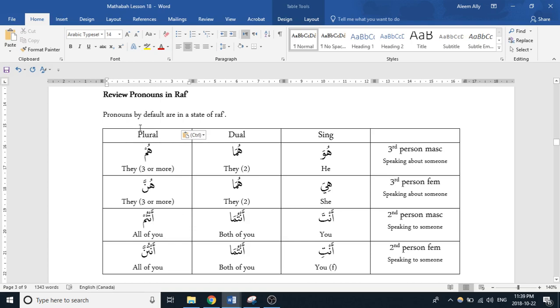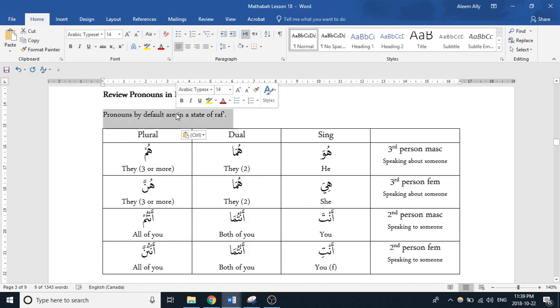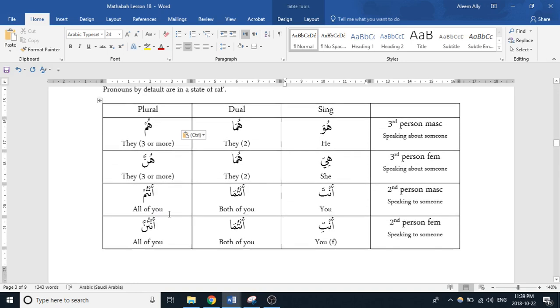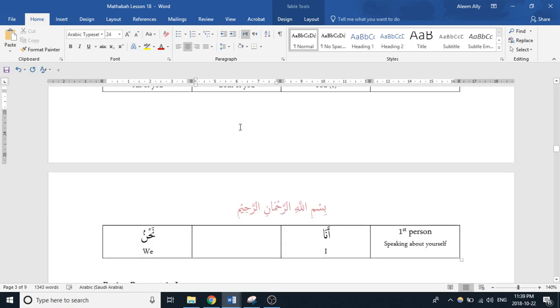Pronouns by default are in a state of rafa. So our regular table that we learned, huwa, huma, hum, hiya, huma, hunna, anta, antuma, antum, anti, antuma, antunna, ana, nahnu, when there's nothing acting on them and they're just sitting there, they're in a state of rafa, regardless of what the ending is. Even though this has a fatha on the ending and this has an alif and so forth, they're still in a state of rafa, and that's because they're fixed. It's only things around them that are going to take them out of that state of rafa.